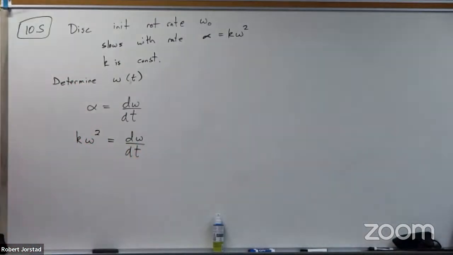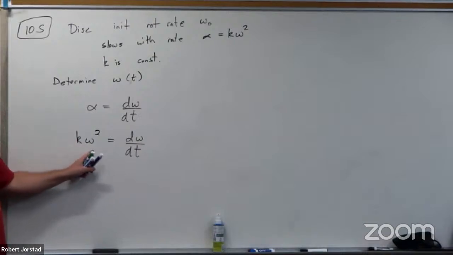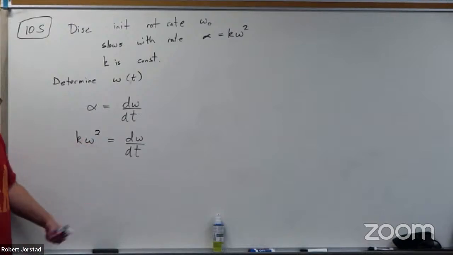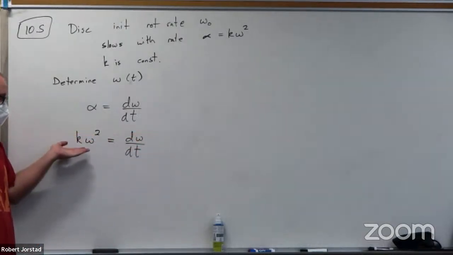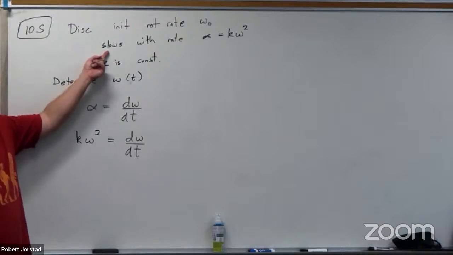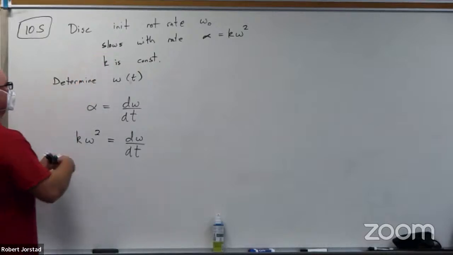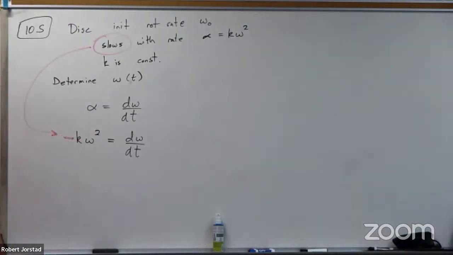Now, strictly speaking, this isn't quite right. Why? As written, is this going to be positive or negative? K is positive. What is omega squared? Positive. So is this going to be positive or negative? Positive. So what's happening to omega according to this equation? It's increasing. Is that what I said? No. So what do we have to do? Now it's slowing down. Got it?